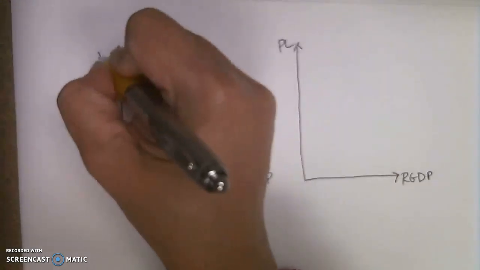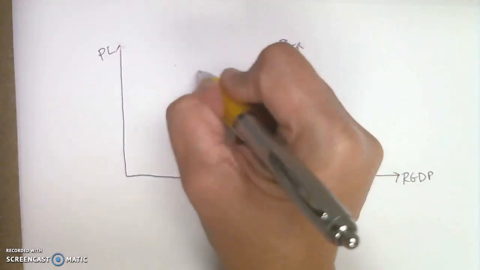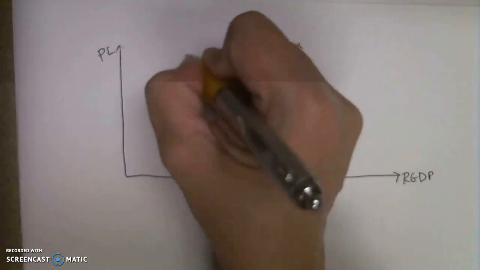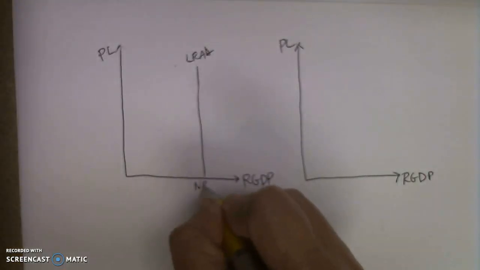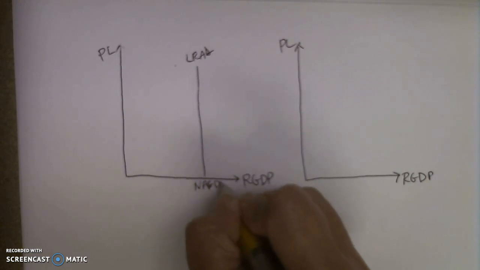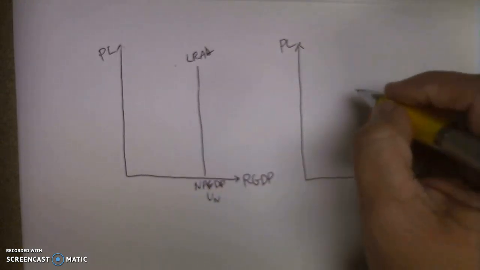Again, price level, price level. So what we want to be producing is the long run aggregate supply curve, that natural real GDP, right? Given that we only have natural unemployment.